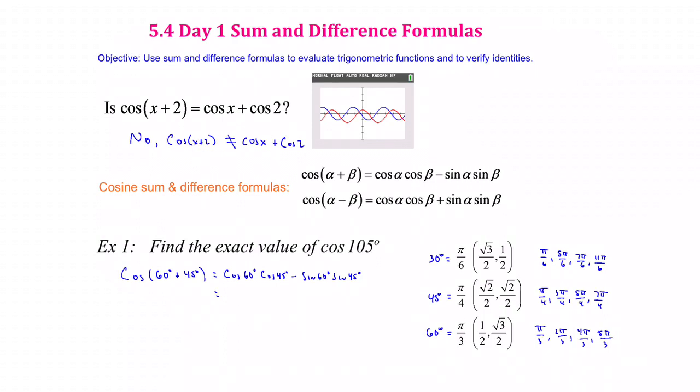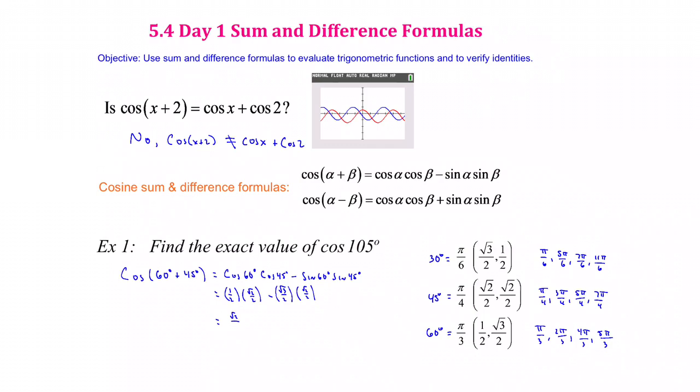Once you have the formula, now you're just going to evaluate. What's cosine of 60 degrees? Remember, that is your x coordinate in the ordered pair. It is in quadrant 1. So you have 1/2 times cosine of 45. That's your x coordinate in the 45 degree ordered pair, square root of 2 over 2. Minus sine of 60. That's your y value, so that's square root of 3 over 2. And then sine of 45 is square root of 2 over 2. So we just multiply across.